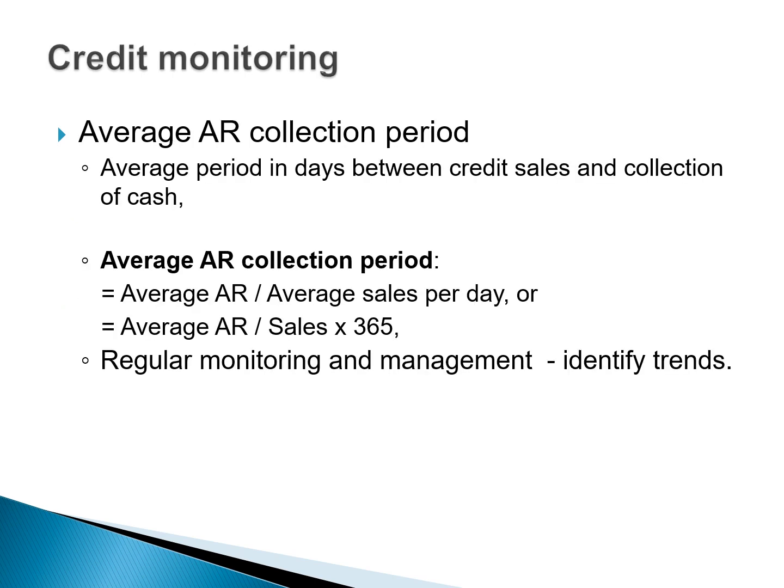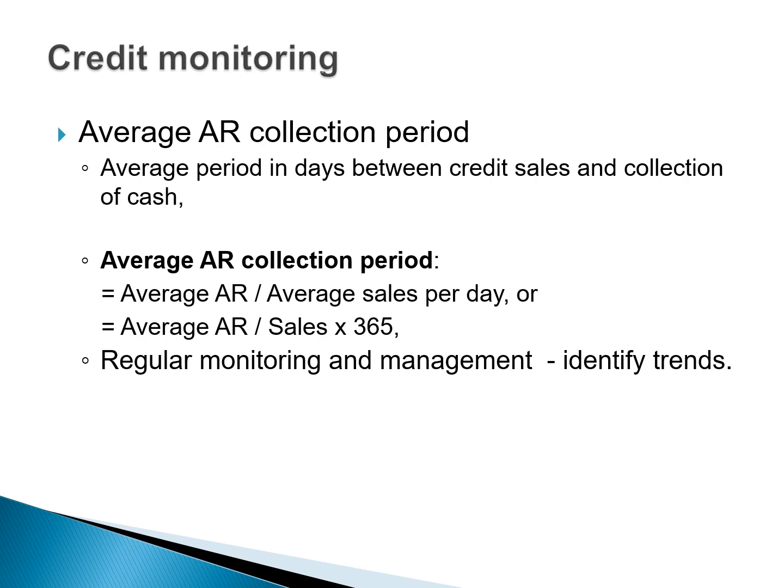So the average accounts receivable collection period is the average number of days between the credit sales, when that happens, and the collection of the cash date. So looking at an average, and obviously from a cash conversion cycle perspective, that number needs to be as short as possible.